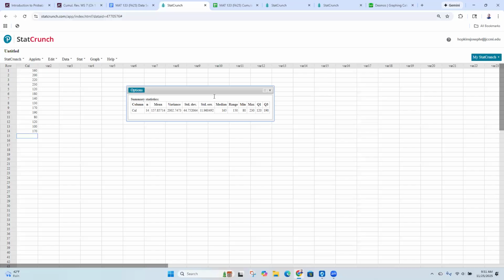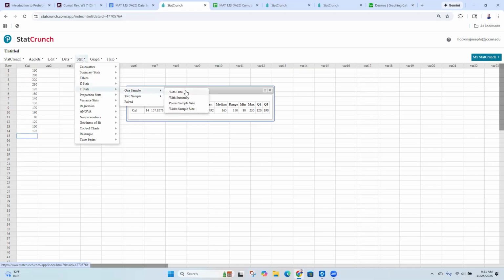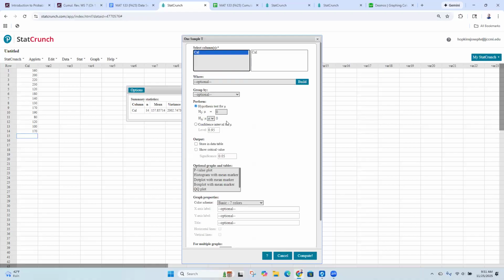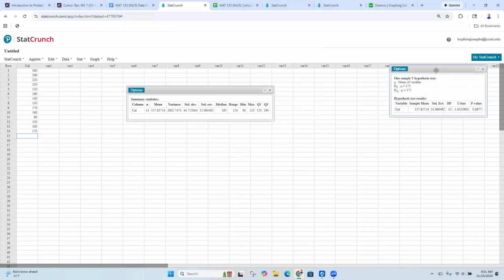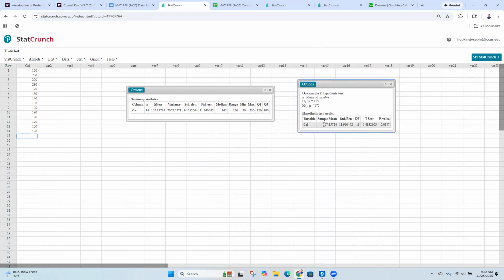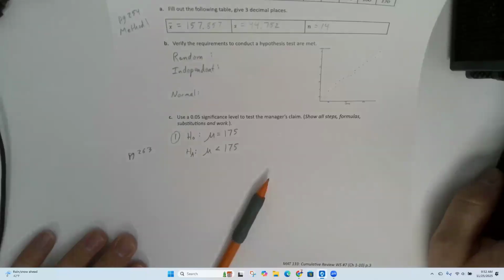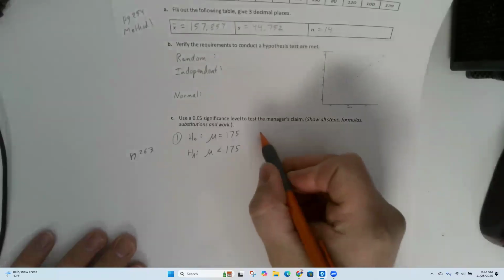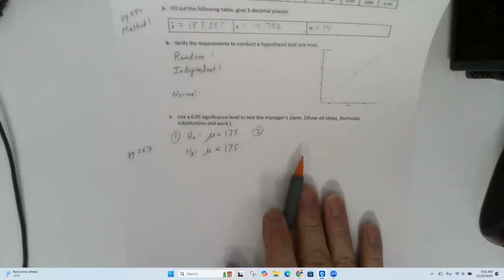So if we were to go back over here in StatCrunch, Stat, T Stats, One Sample with data, and you choose calories and tell it, okay, I want to compare this to 175, less than, and you hit compute, notice that it actually gives you the sample mean already. So that's right here. Okay. We'll come back to this. Let's move on to the next page.